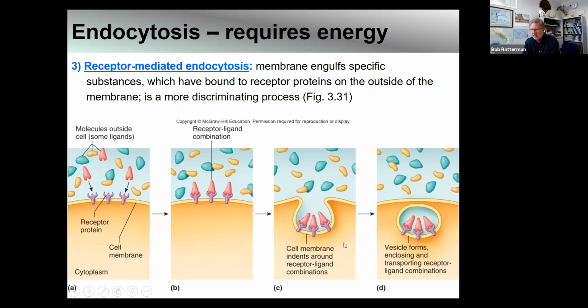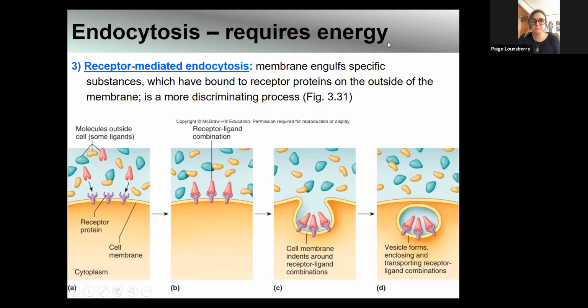Okay, that's the takeaway message. The receptors determine what's brought in. If you don't fit into the receptors, you won't be brought in in this particular example. The blue and the yellow guys stay outside. Only the pink guys allowed in. This too takes energy. Whenever you pinch your cell membrane inward and make a vesicle, that takes energy.